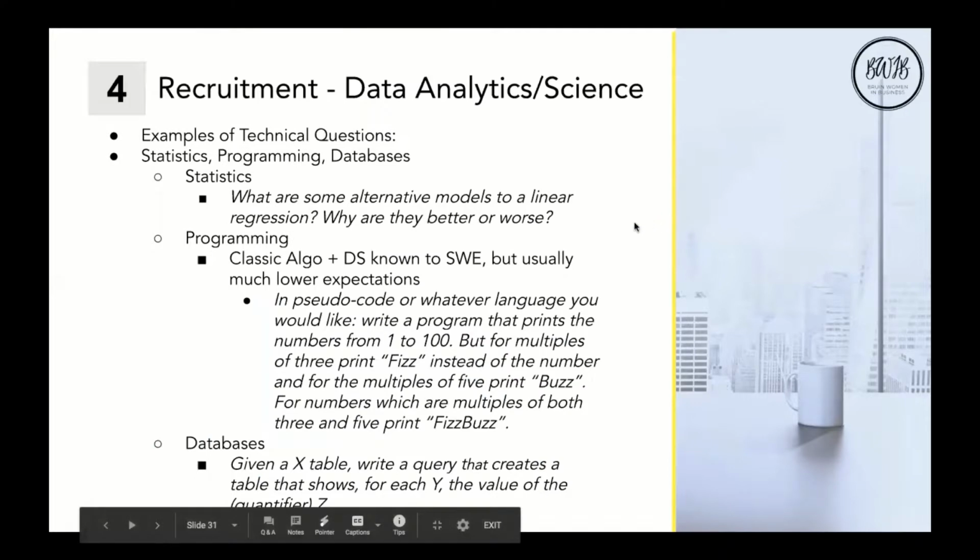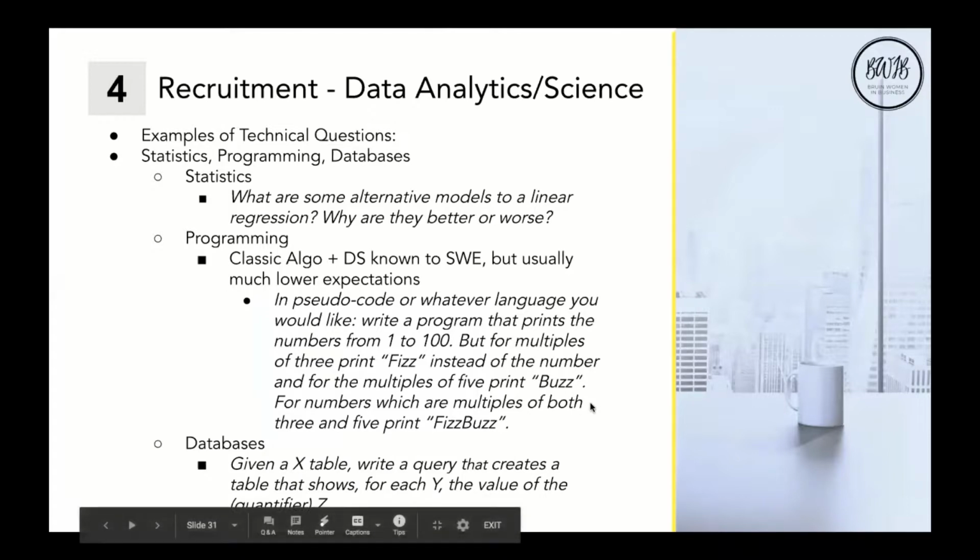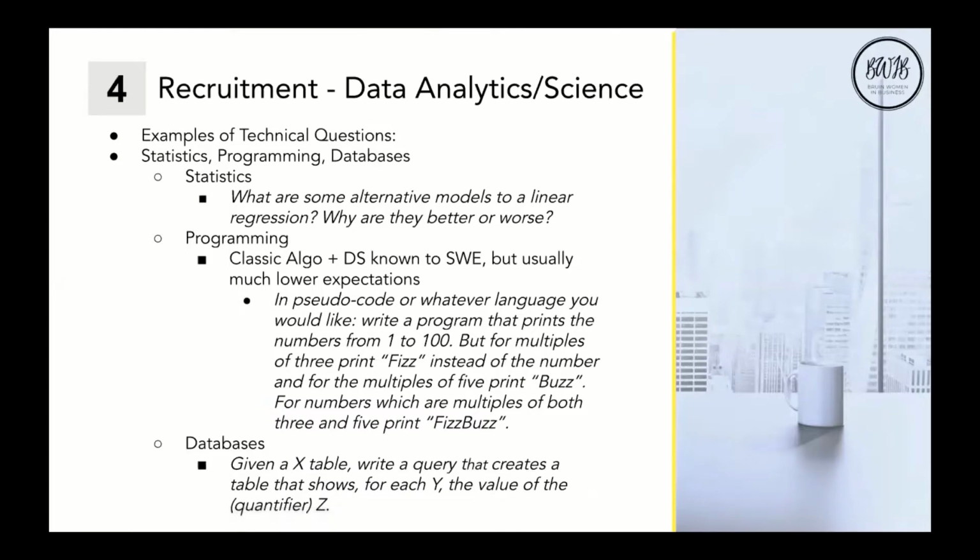But I'm going to quickly go over the technical questions you might expect if you're applying for a data science role. They fall under three buckets: statistics, programming, and databases. An example statistics question would be, what are some alternative models to linear regression? Why are they better or worse? These really test your statistical knowledge.